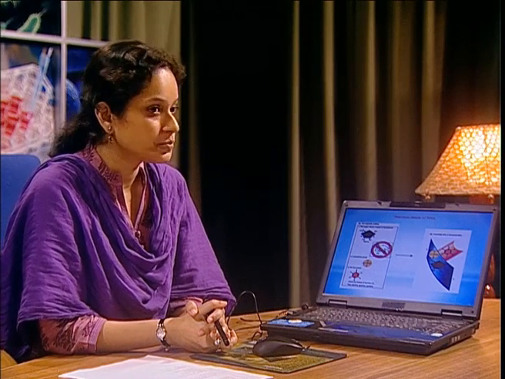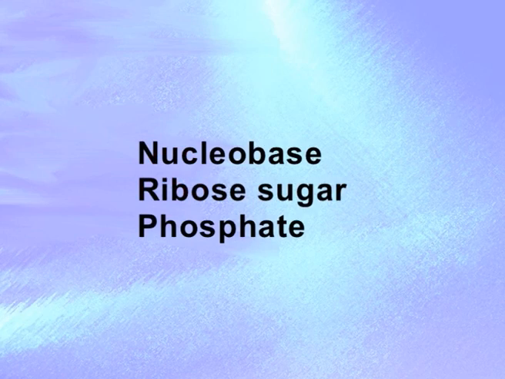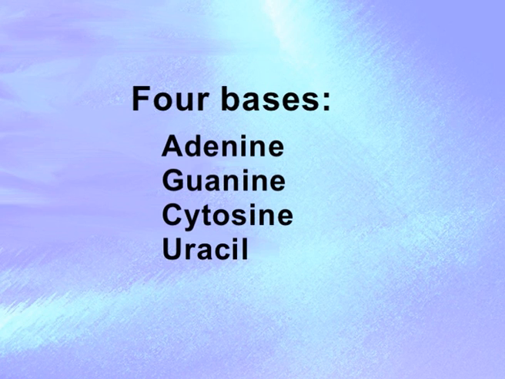What does the structure of RNA look like? If we look at the structure of RNA, it is made up of ribonucleotides. A ribonucleotide in turn is made up of three components. One is a nucleobase, second is a ribose sugar, and third is a phosphate. There are four main types of bases found in RNA: adenine, guanine, cytosine, and uracil. Now these three units, that is ribose, nucleobase, and the phosphate group, make a ribonucleotide.